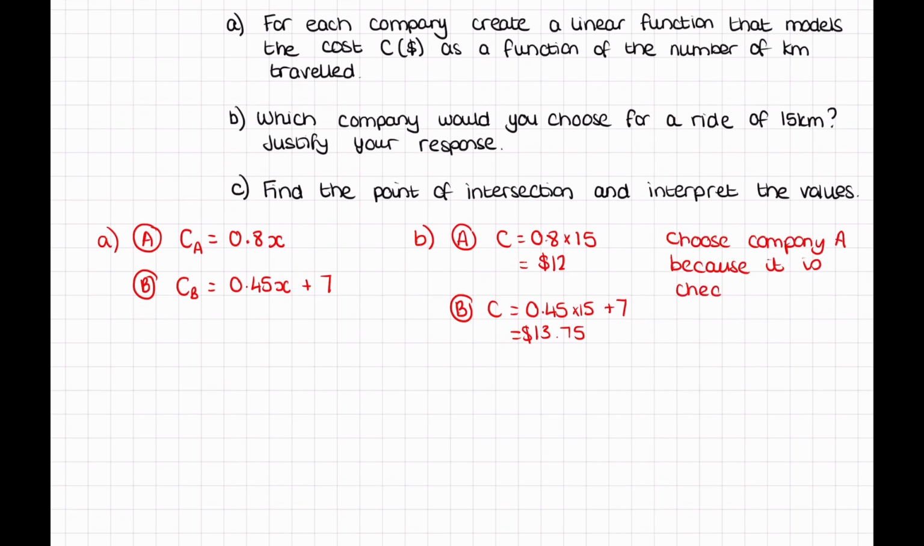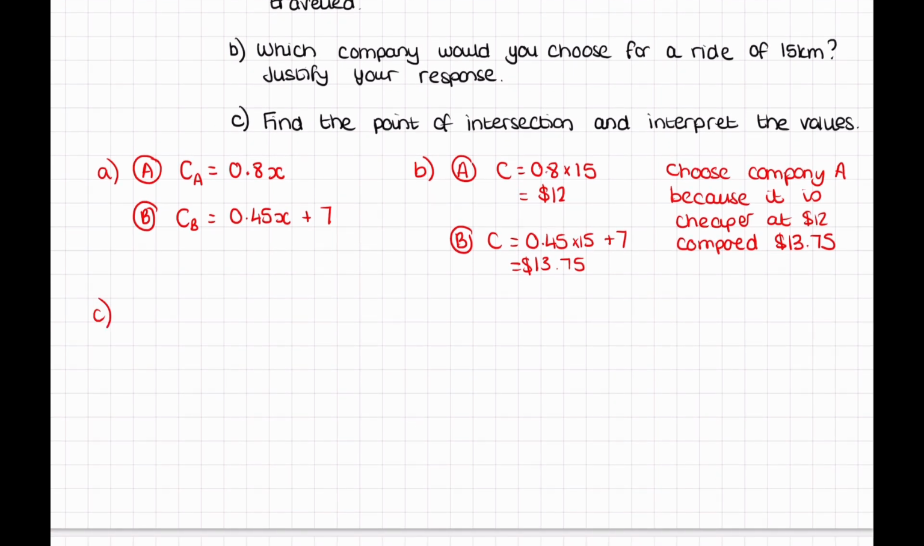Now, when we're doing justifications like this, we always try and include the numbers in our justification. So we want to say choose company A because it is cheaper at $12 compared to $13.75. That also shows you've done the working out to fully justify your response. Then part C: find the point of intersection and interpret the values.